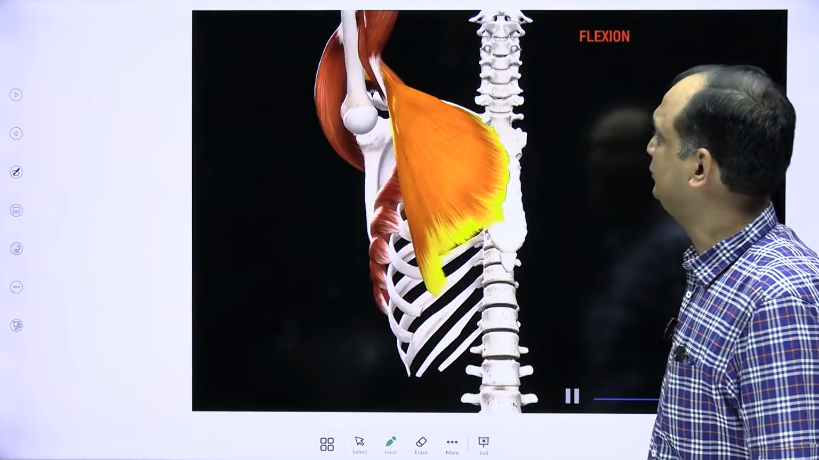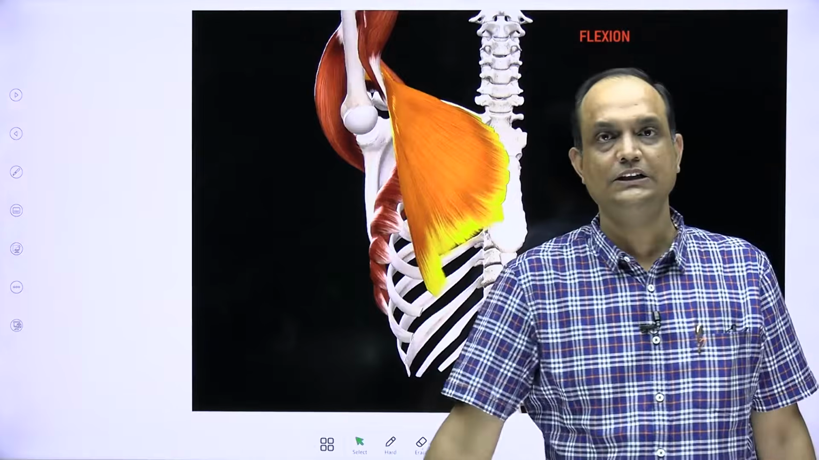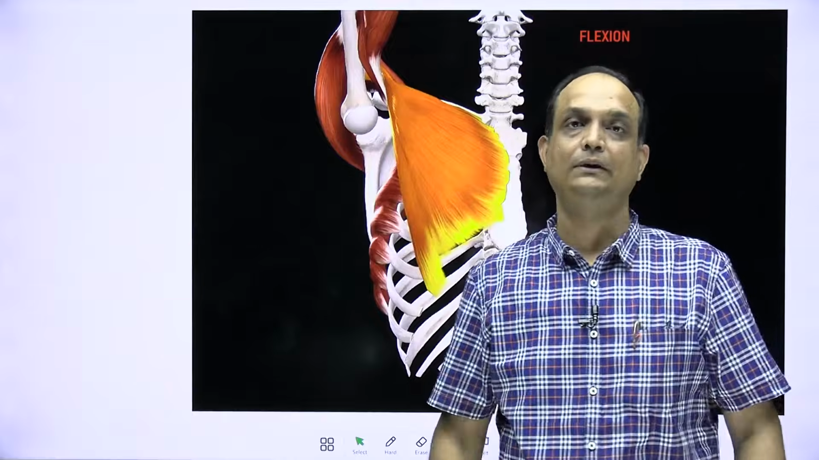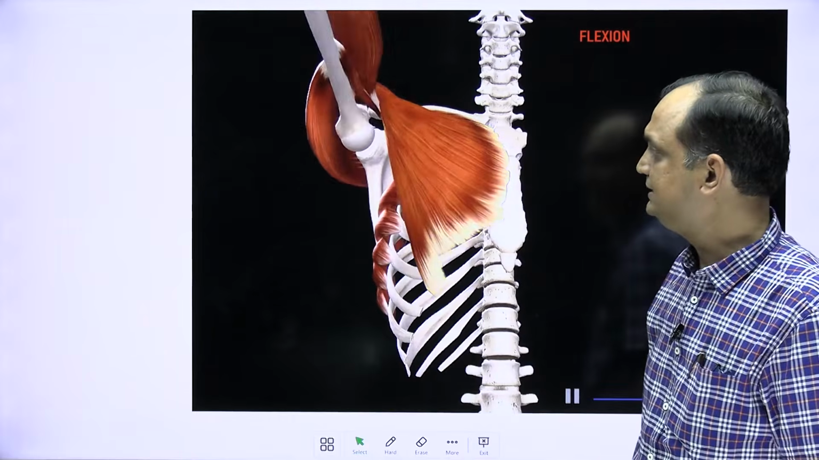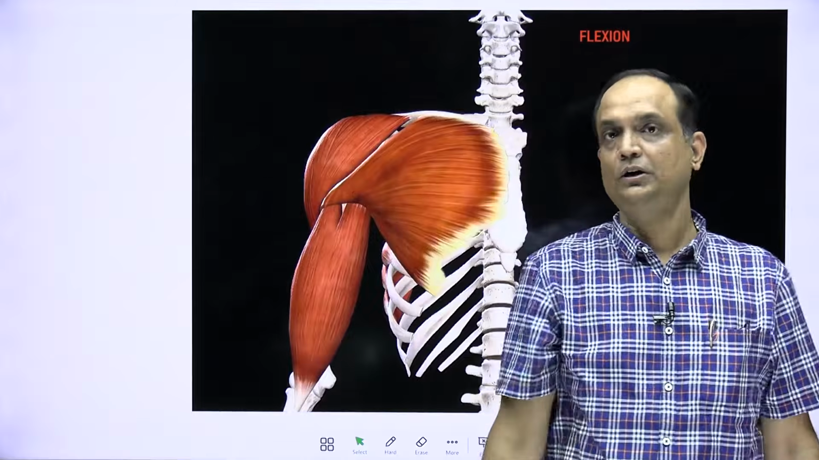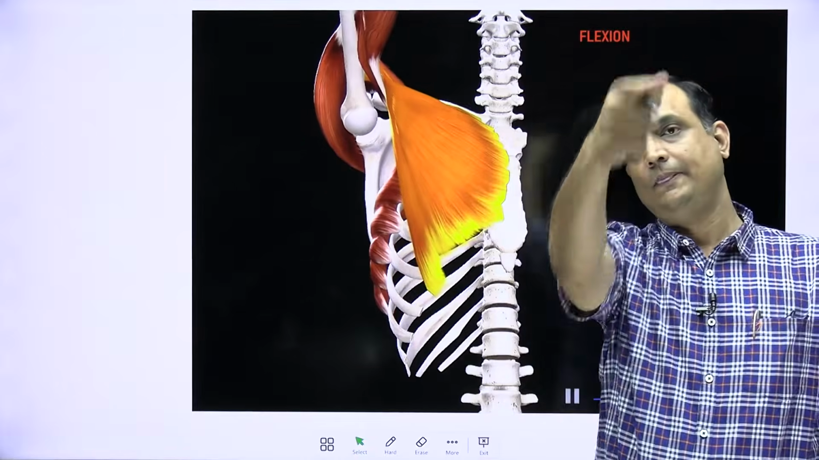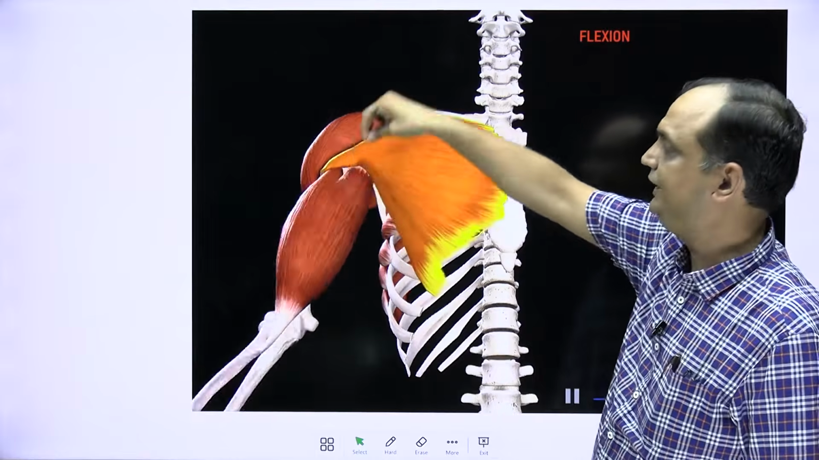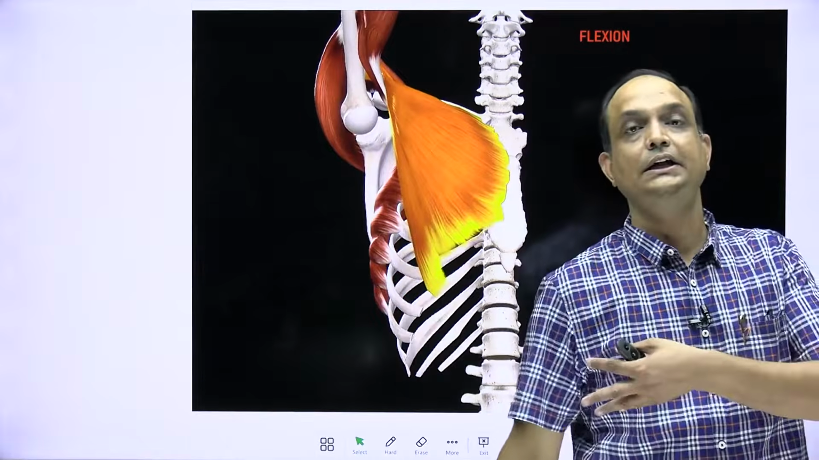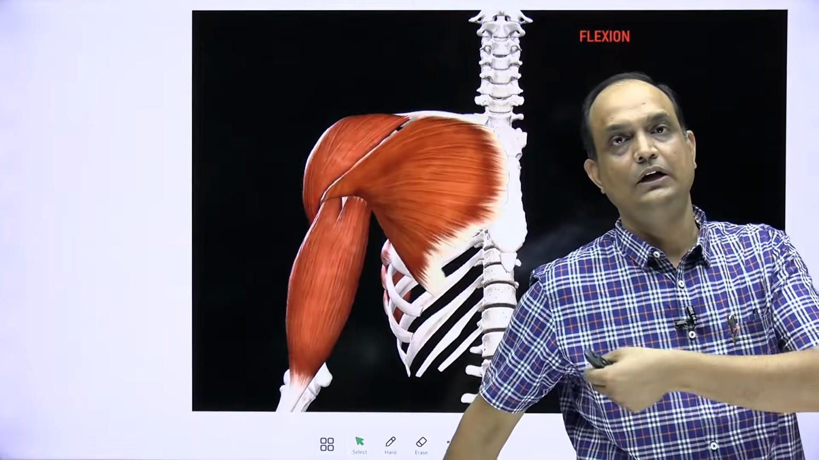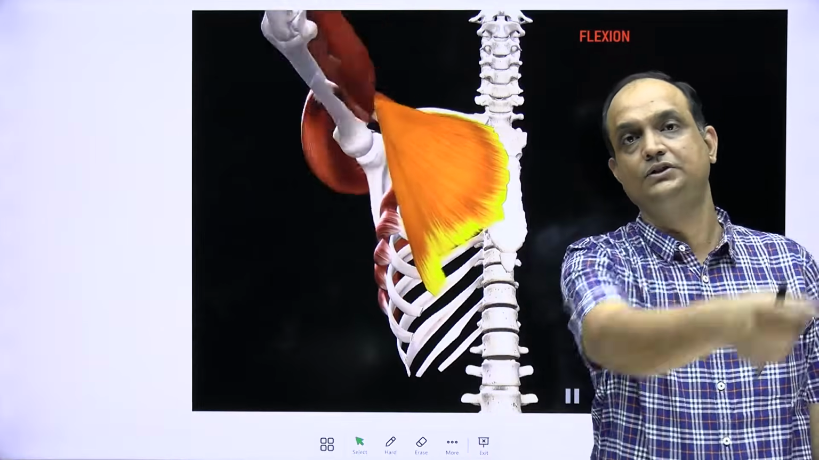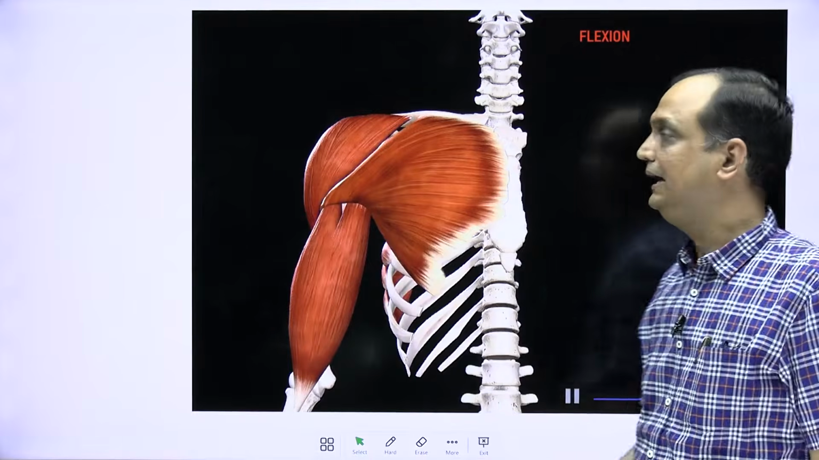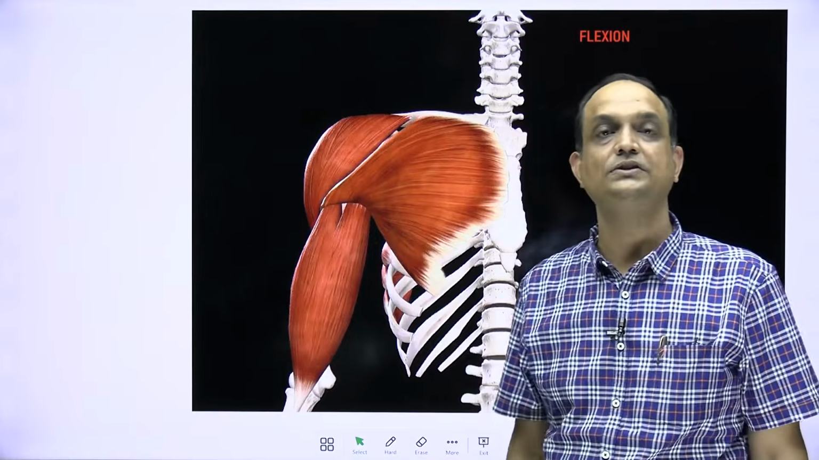Then the third movement is flexion. This flexion is again a very important action of the whole pectoralis major muscle. Here you can see that this is your neutral position and this is the flexion. For the flexion, the whole muscle is contracting and it is lifting the humerus in an anterior and forward direction. This movement is caused by the pectoralis major, and it is known as flexion of the upper limb.